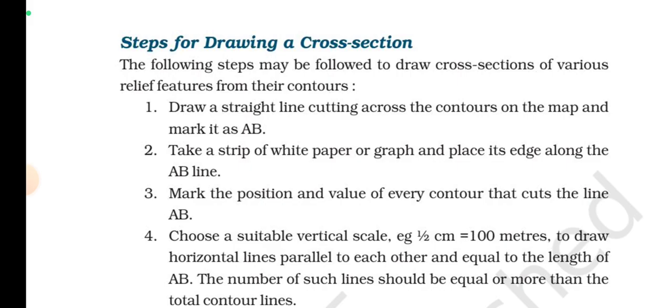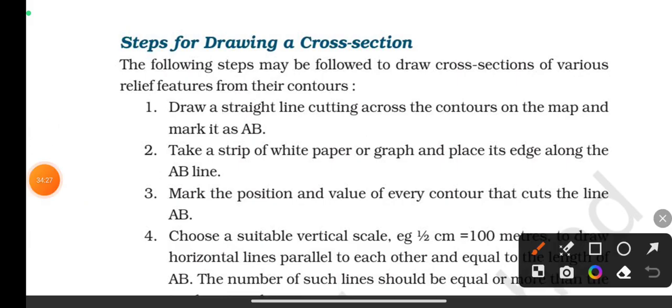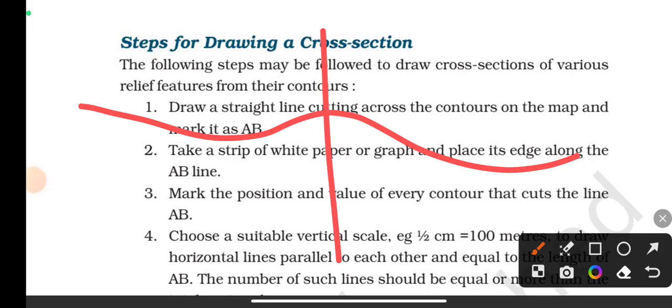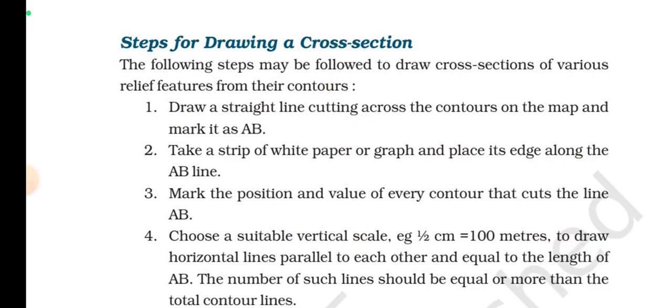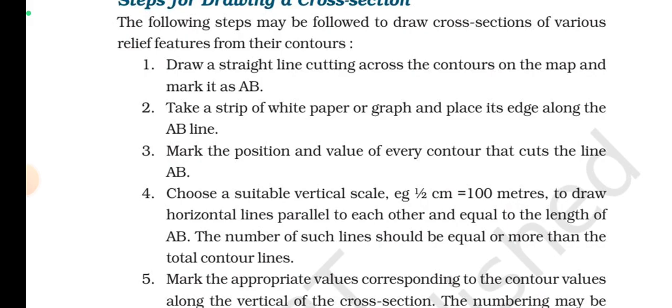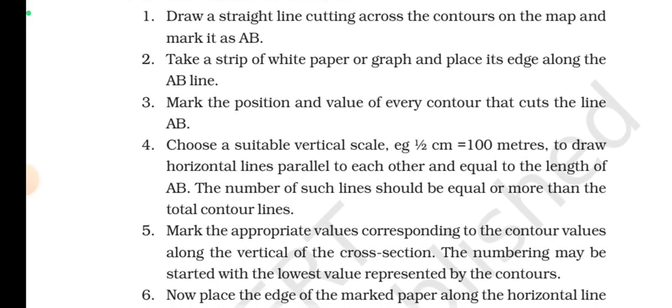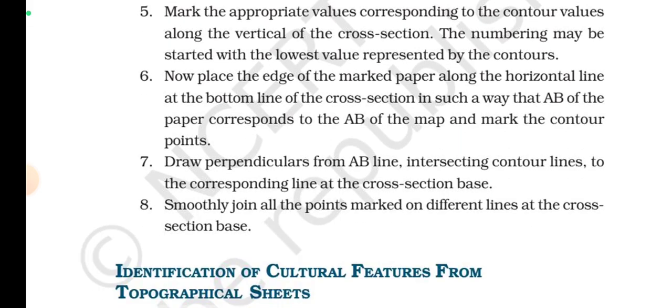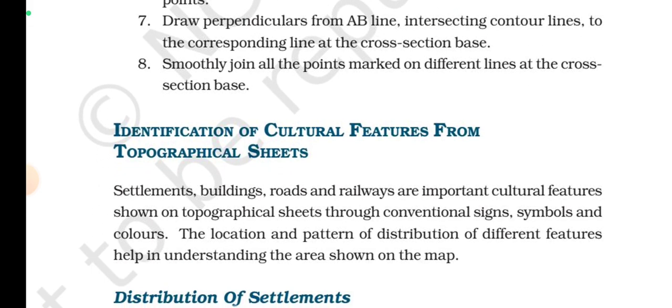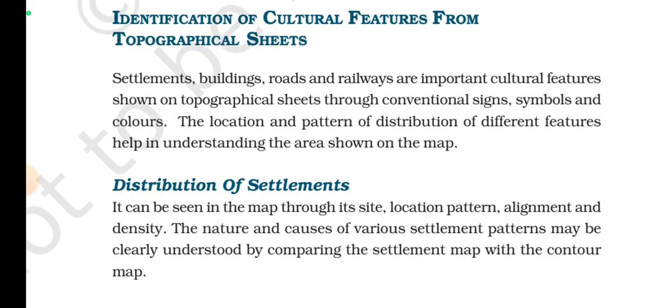Let's see the steps for drawing a cross section. Cross sections means, suppose there is a river. If we cut it like this, here we will get a cross section, right? The following steps may be followed to draw cross sections of various relief features from the contours. Draw a straight line cutting across the contours on the map and mark it as AB. Take a strip of white paper or graph. So this is a practical part, definitely we are skipping it here. Okay, let's skip it.